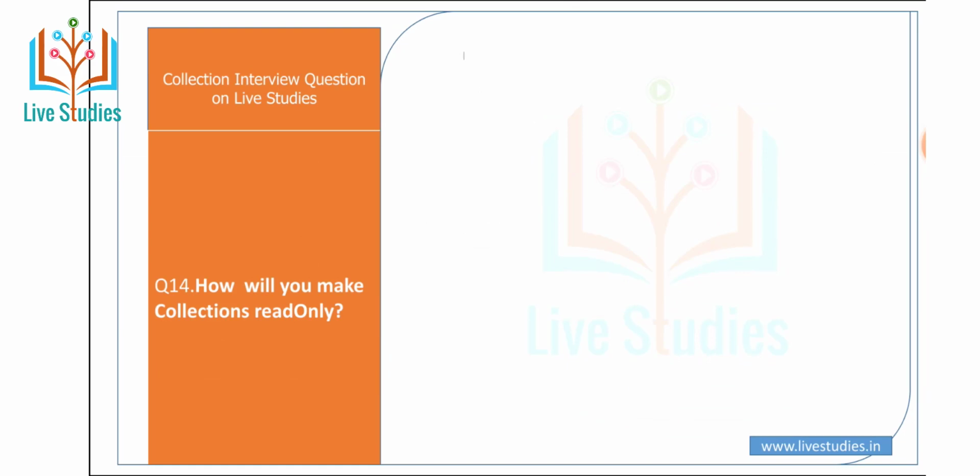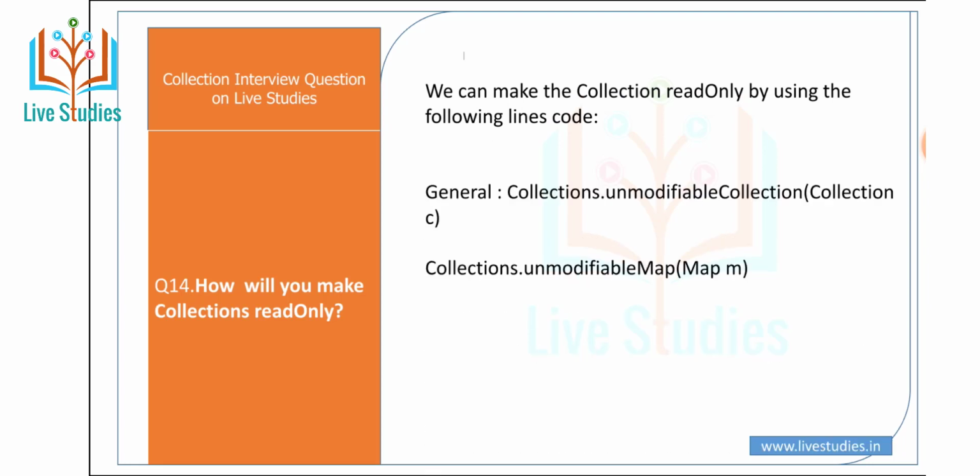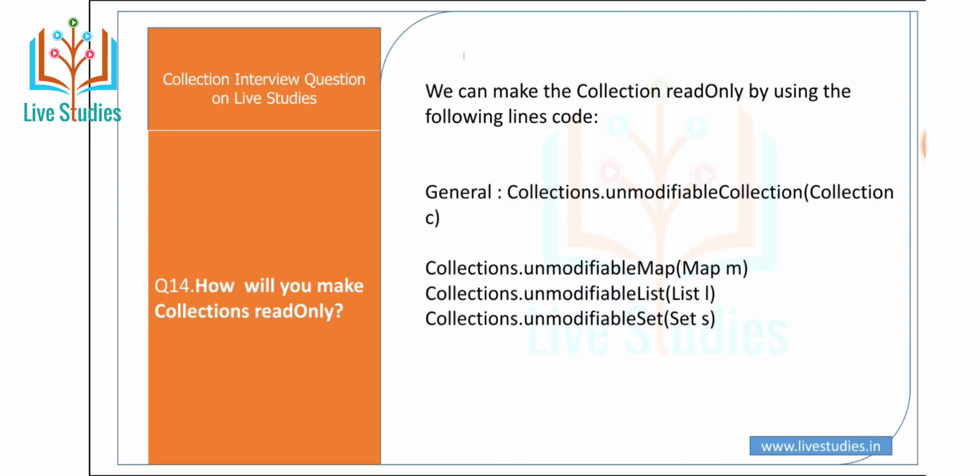Another question is how will we make a collection read-only? We can make the collection read-only by using the following code: Collections.unmodifiableCollection with a Collection c, and Collections.unmodifiableMap passing the argument map m, and Collections.unmodifiableList where we pass the parameter list l, and Collections.unmodifiableSet passing the parameter s. Okay. Move to the next question.